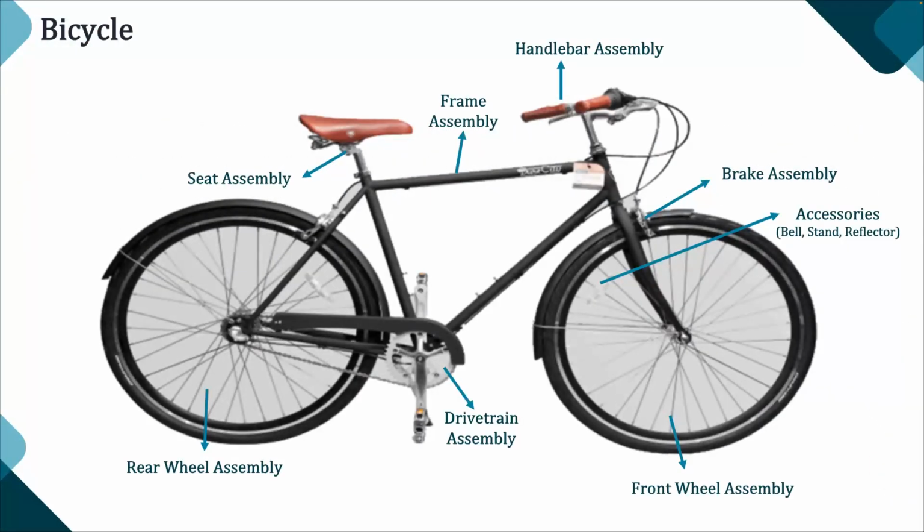This slide consists of an FG bicycle, where it has your seat assembly, frame assembly, handlebar assembly, brake assembly, accessories which are your bell, stand and reflector. Then comes your front wheel assembly, then your drivetrain assembly and rear wheel assembly. So from here I am picking out the front wheel assembly, for which you are going to give an entry in BOM. Likewise, the remaining assemblies will also be entered respectively.